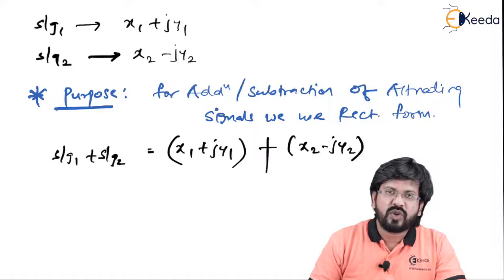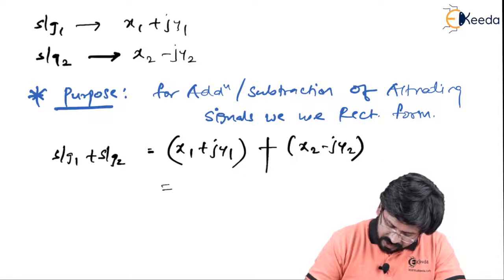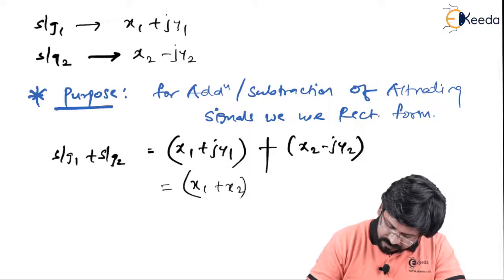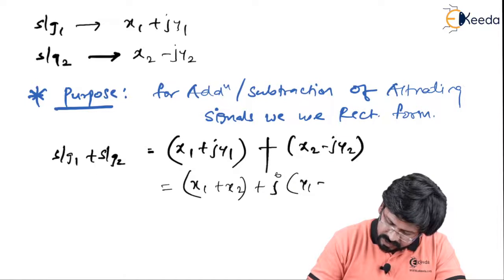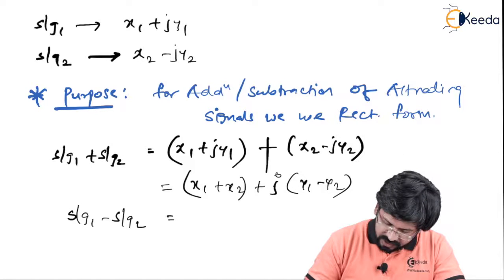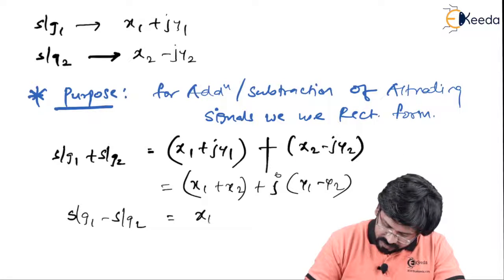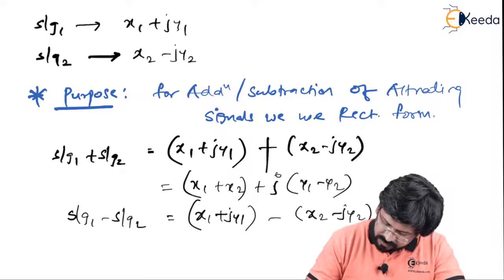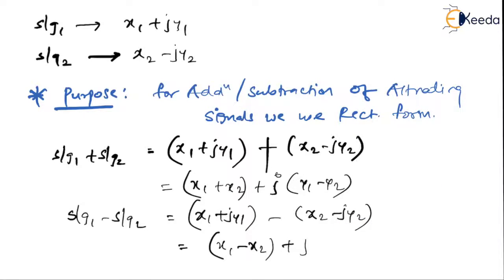You know the fact, when two complex numbers are added, the real part gets added, the imaginary part gets added. In effect, we have the final value as x1 plus x2 plus j, if I take common, y1 minus y2. Whereas if I subtract signal 2 from signal 1, I will get x1 plus j y1 minus x2 minus j y2, or I can write it as x1 minus x2 plus j, if I take common, y1 plus y2.